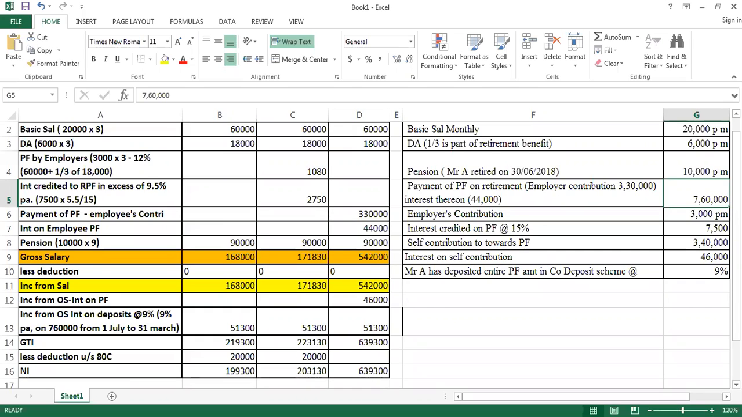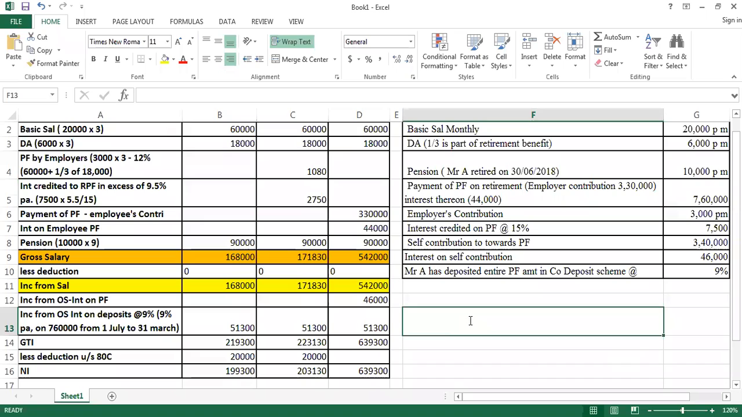Yes, sir. Accordingly, you get the value as 51,300 under all three heads. Can somebody please calculate this? How did I get this 51,300? 7,60,000 into 9% into 9 by 12. I'll just explain to you here quickly, because that is the last part that is remaining. So 9% is the rate of interest.